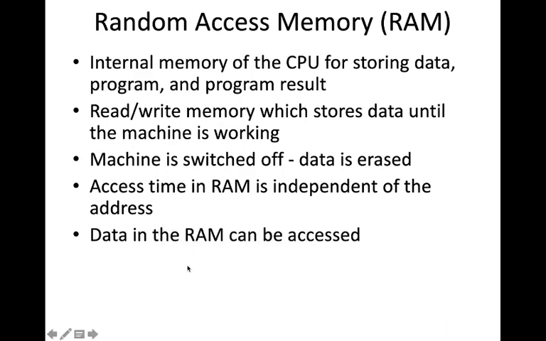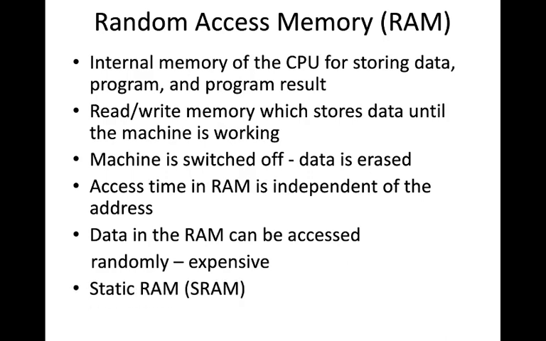Data in the RAM can be accessed randomly, but it is expensive. Random access is possible; it is not sequential. Any address location can be accessed. If you want to access some address in between, the 500th address or the 1000th address, you can access it randomly. But RAM access is very expensive. It is very costly.